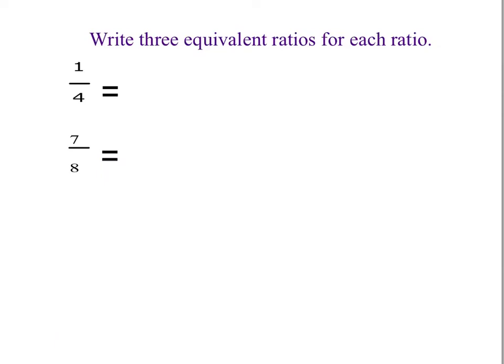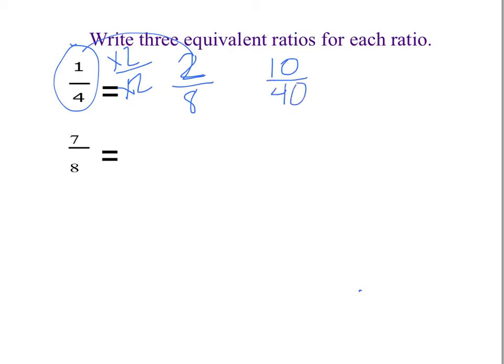Here are some ratios written as fractions that we want to find some more equivalent ratios for. All you need to do is take this original one and multiply it by anything. So I could multiply it by 2. I like to choose easy numbers. So then on the top I'd get 2, and on the bottom, I'm going to multiply that times 2, and I get 8. 2/8 is equivalent to 1/4. I could multiply it by 10 and get 10/40. I could multiply it by 5 and get 5/20. I could go on and on and on.